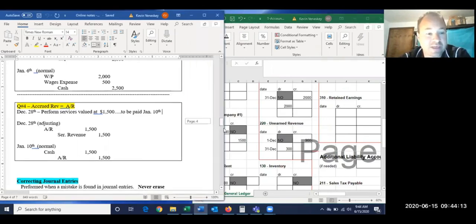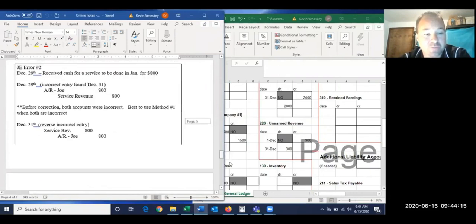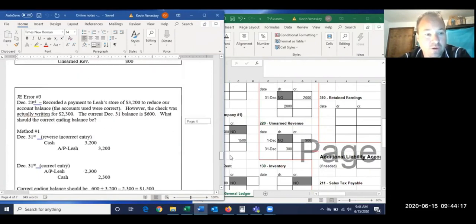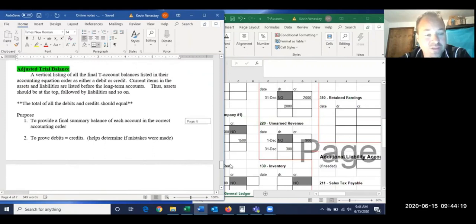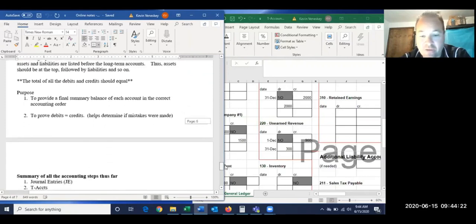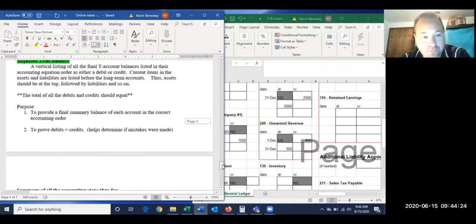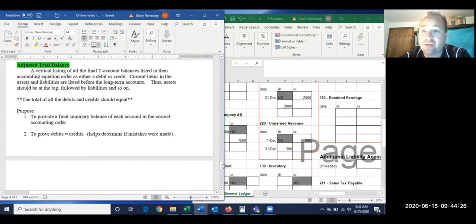So those are some examples of some adjusting entries. We're not going to do the correcting entries. And so at this point, we are ready to do the final trial balance. Once we've done all the adjusting entries, we're ready to do what's called the adjusted trial balance. Think of that as your final trial balance, the one that you're ready to do all of your financial statements off of. This is that last step before you do the financials.